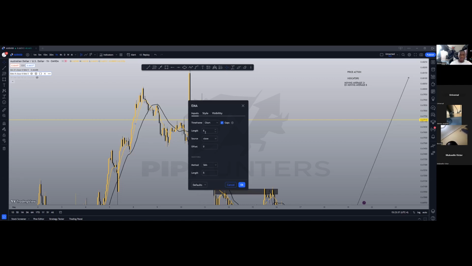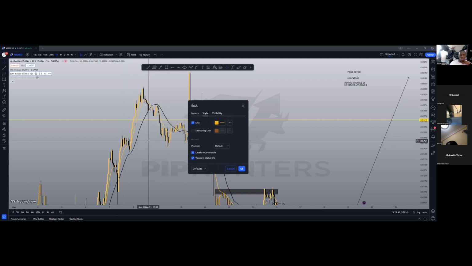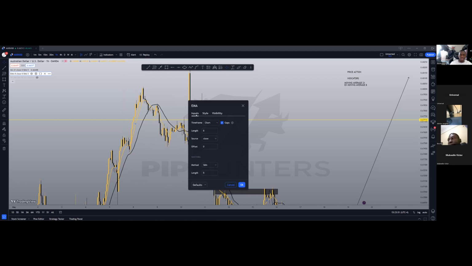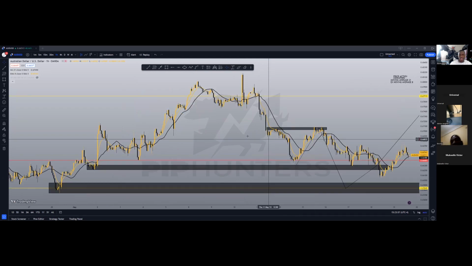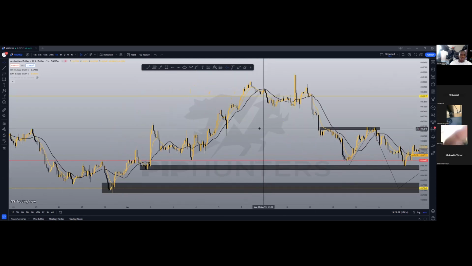So the length is 8. The style, you could choose whatever color, some people could choose blue, but me, since my chart is black and gold, I just chose that, so the moving averages should be black and gold as well to signify the candles. It's an easier way of understanding. So in this case, let's go on the chart and take a look at this moving average.